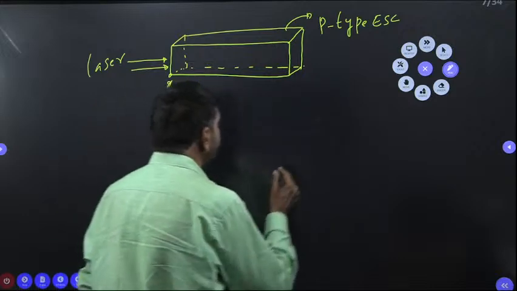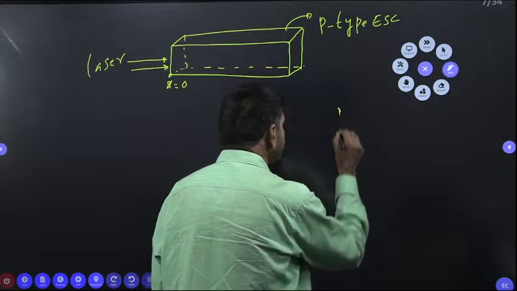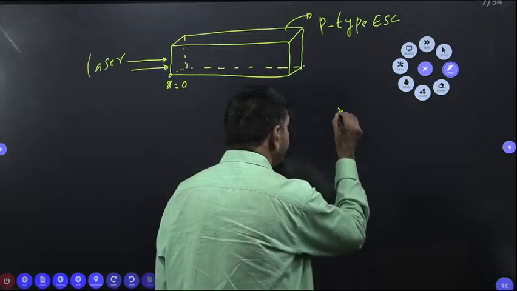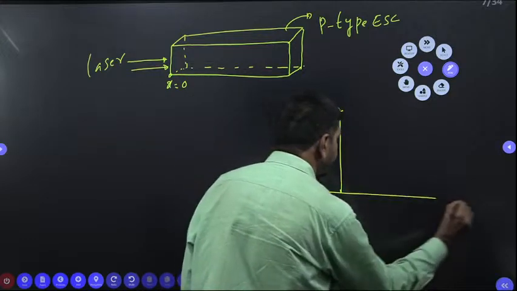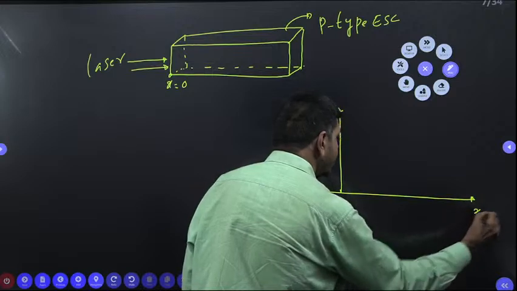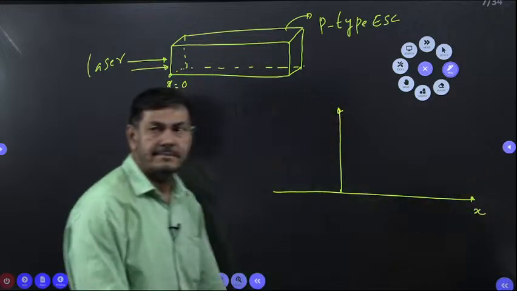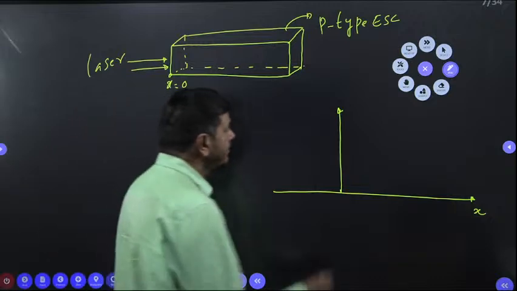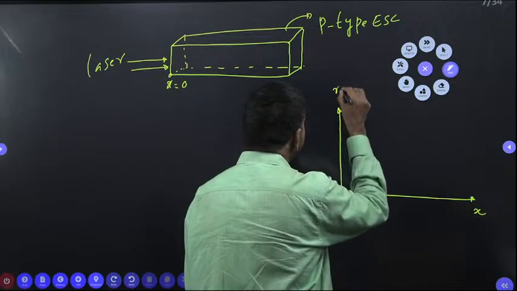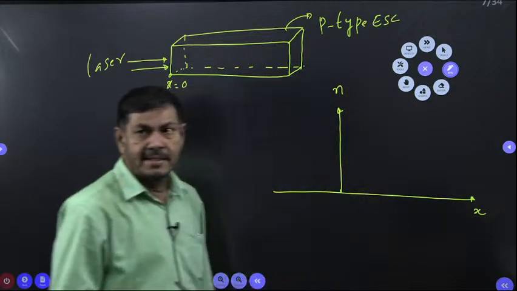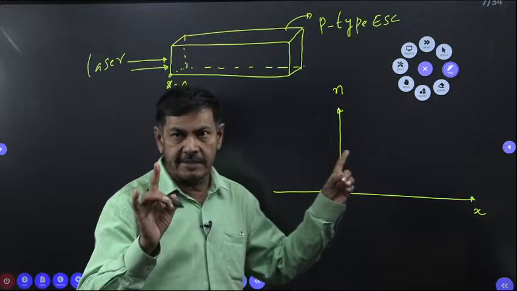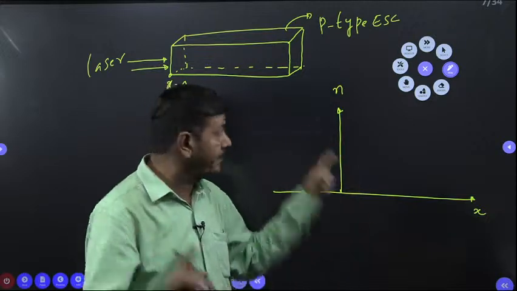What I wish to say, suppose I selected here, this is the x-axis I have taken. You will understand clearly now. This is nothing but the concentration of electrons. So it's a p-type semiconductor. If it is given p-type, you must consider the minority carriers only.